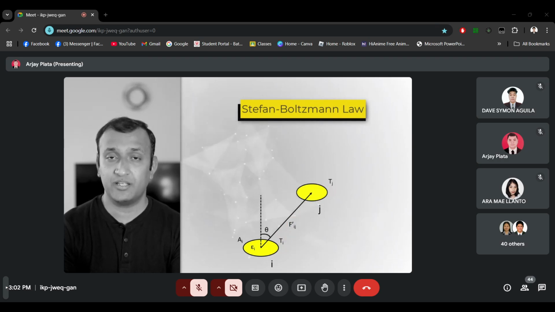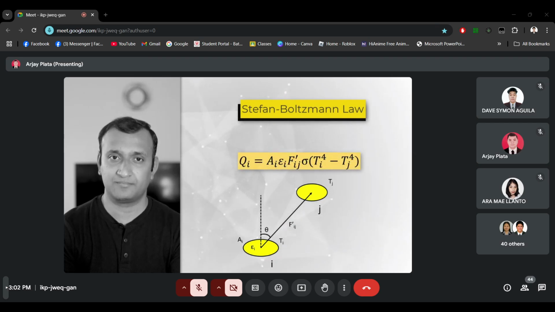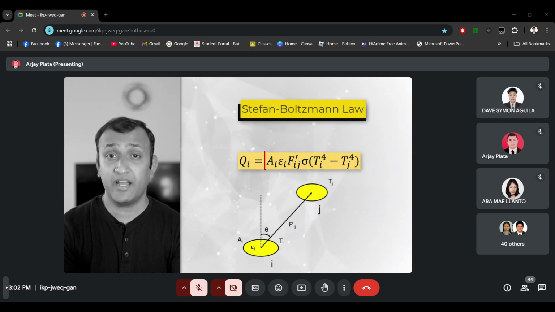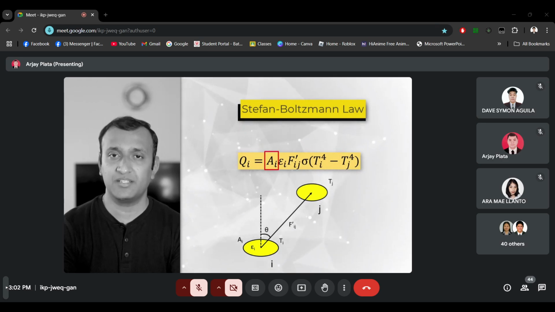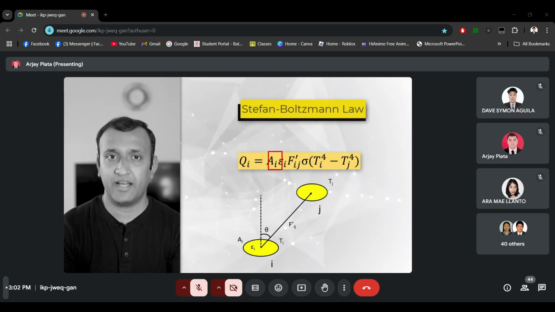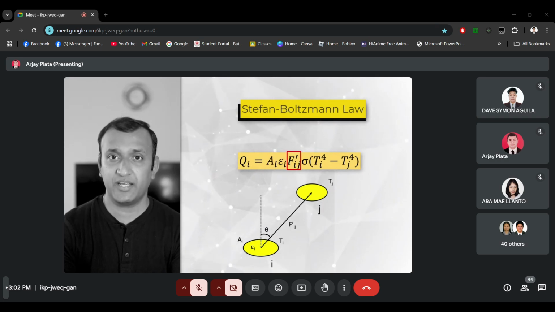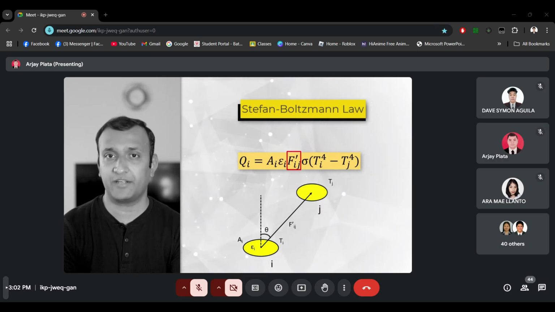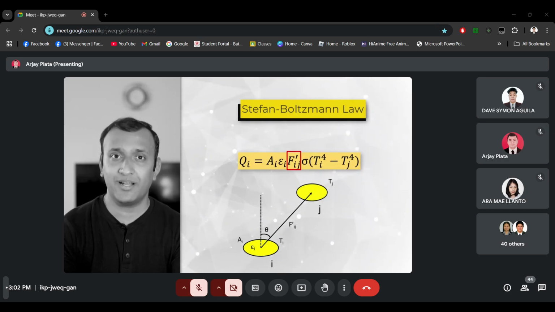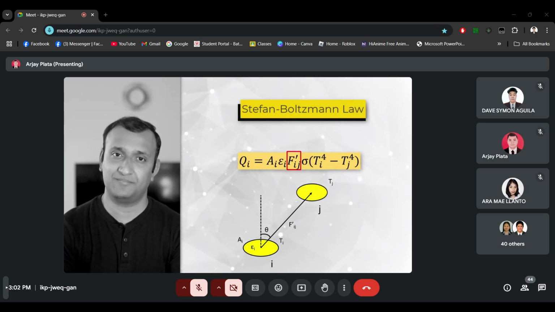It is captured in the form of this equation. Here, Ai represents the area of the emitting surface, epsilon i is the emissivity of the emitting surface, and Fij is called the form factor or view factor. The form factor is calculated based on the orientation between the two surfaces. Therefore, it quantifies how well the two surfaces see each other.